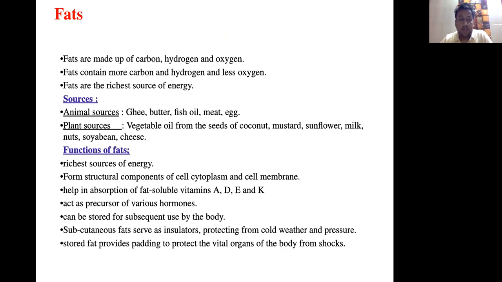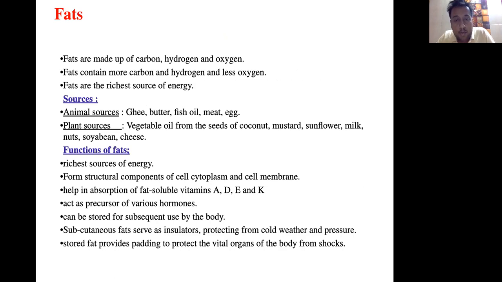Fats, in very layman language, people say charbi, or in Hindi you say vasa. But in medical science, it has a different term, a different meaning. It is also a compound which is basically composed of carbon, hydrogen, and oxygen. It contains more carbon and hydrogen while less oxygen, and it is one of the richest sources of energy.